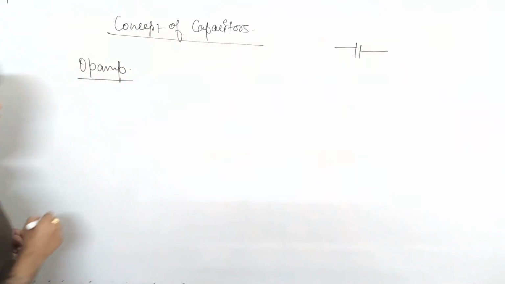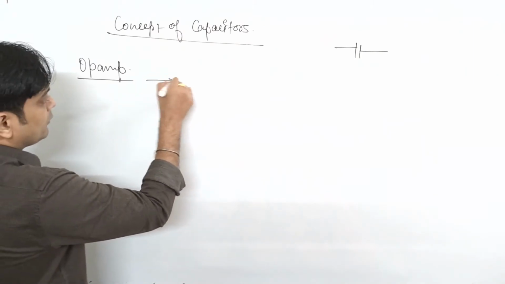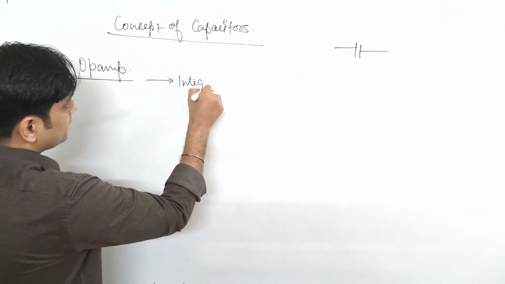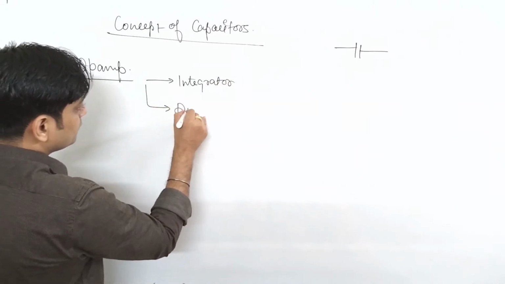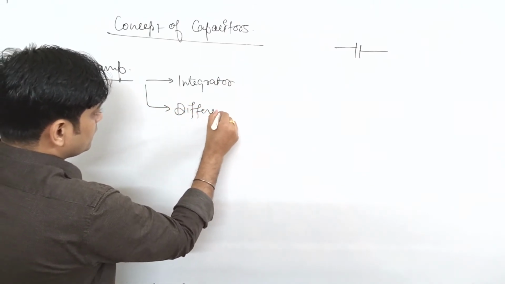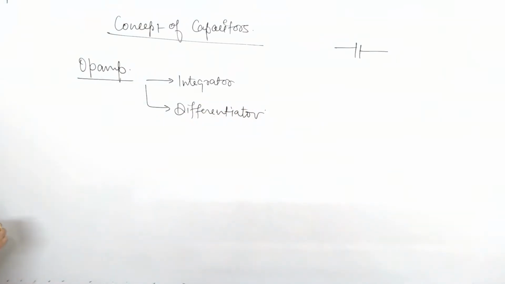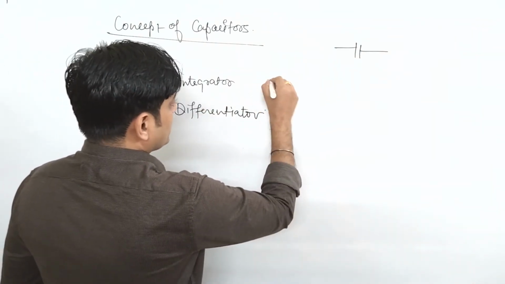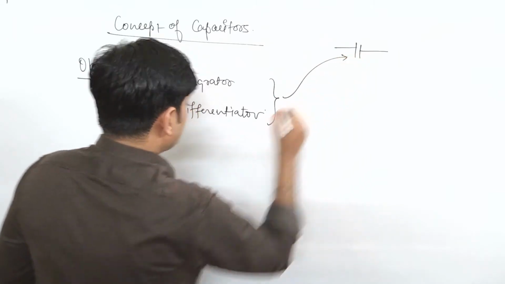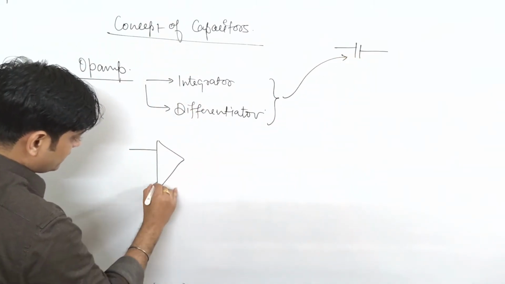In my previous topic, op-amp, I told you about two important things known as integrator and differentiator. Integration and differentiation are mathematical operations. They are possible with the help of a capacitor. But in the case of operational amplifiers, how is it used, just try to understand.